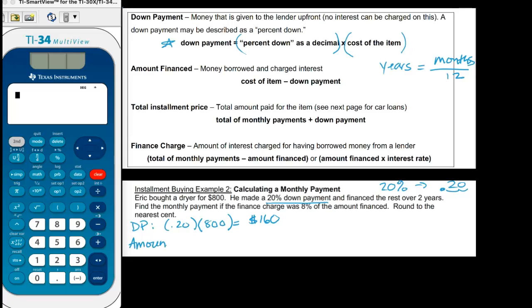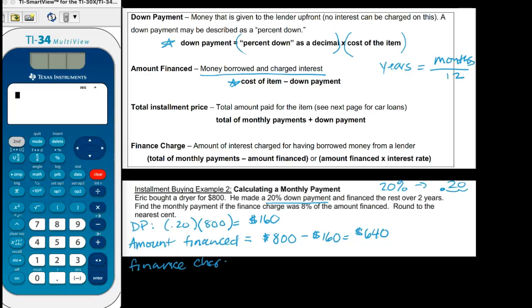Then we want to find the amount financed, and this is exactly what we did in the last example. Remember, amount financed is just the money borrowed and charged interest. So we need to take the cost of the item minus the down payment. So we take $800 minus the down payment, $160, and we get $640. So that's the amount borrowed. Now that we know the amount borrowed, we can find the finance charge.